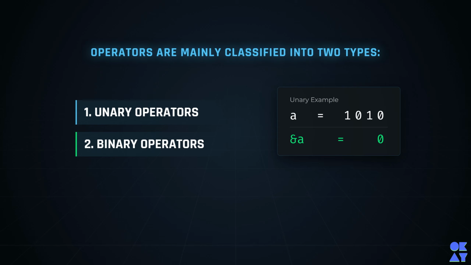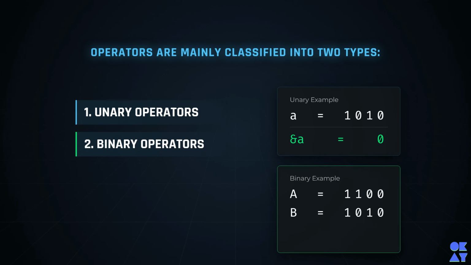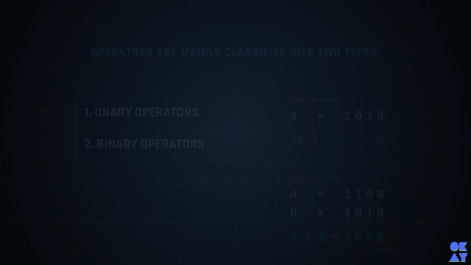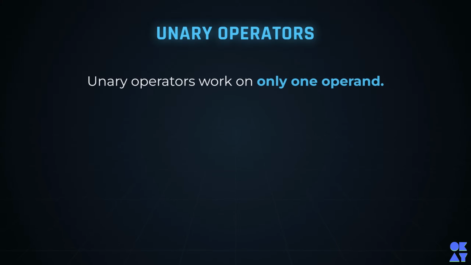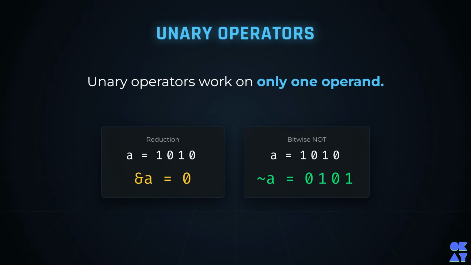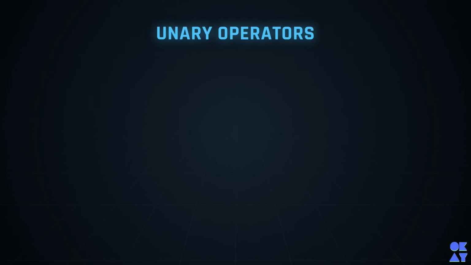Unary operators act on a single operand. Binary operators act on two or more operands. Let's start with unary operators. Unary operators work on only one operand. Most unary operators return a single bit output, except for bitwise not. Let's take an example: A equals 4'b1010, or simply A equals 10.